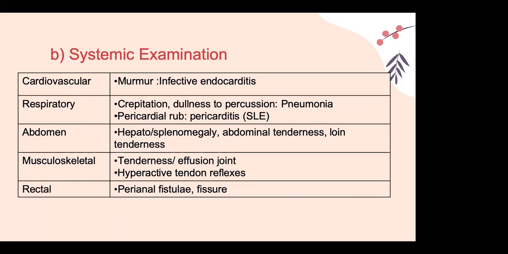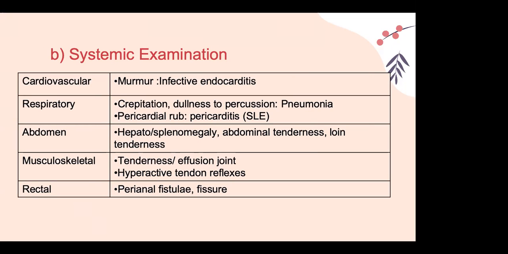After we have infection general, we go to the systemic infection examination. As usual, we start with the cardiovascular, because we want to see any murmur if we suspect IE, and then for respiratory, to look for any crepitation or dullness on percussion for pneumonia, and pericarditis in SLE.